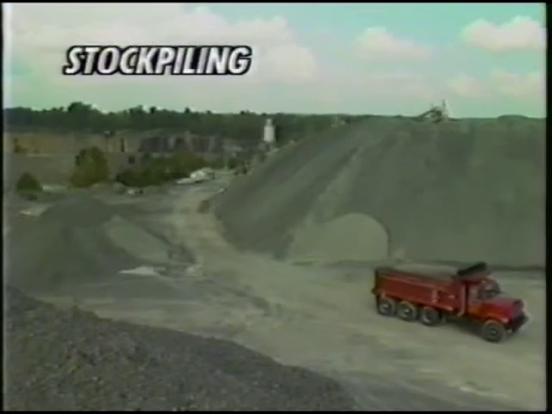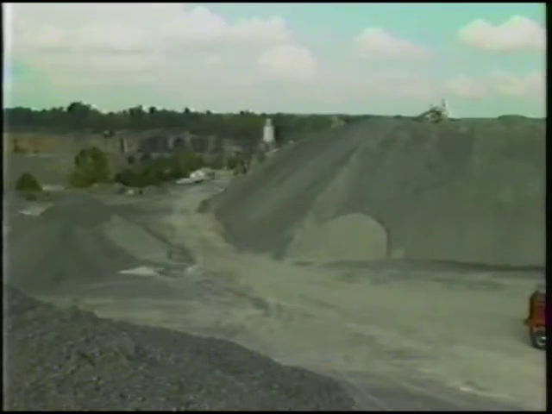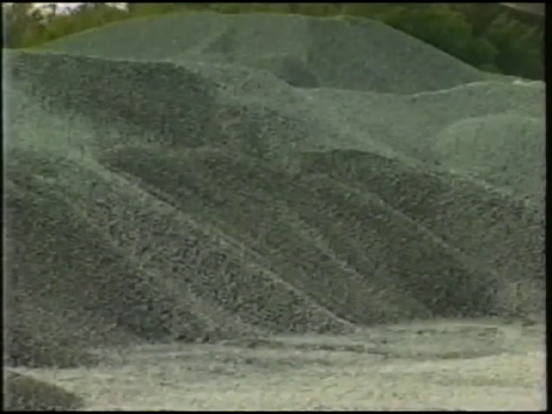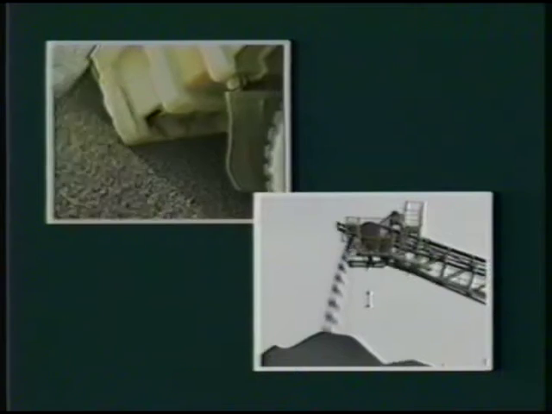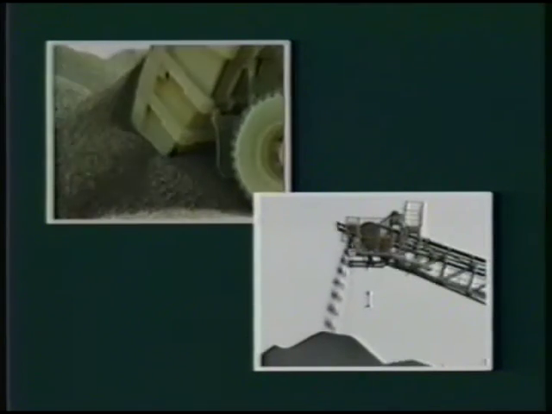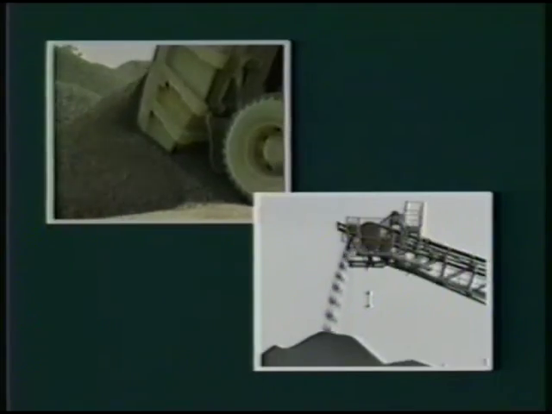As we've just seen, a lot of effort goes into crushing, screening, washing, and blending the various aggregate materials to the proper gradation. Once the finished products have been sized, the material must be stored until ready for use on a construction project. This is done by using either trucks or conveyor belts to stockpile material on a clean, level surface.